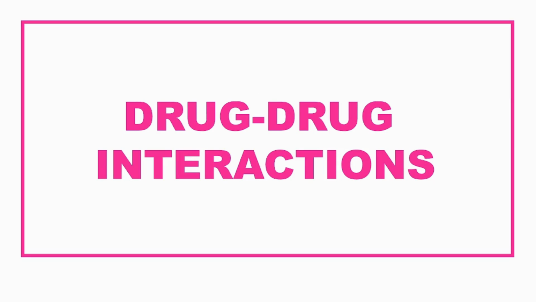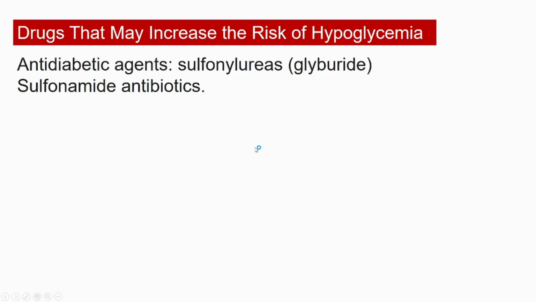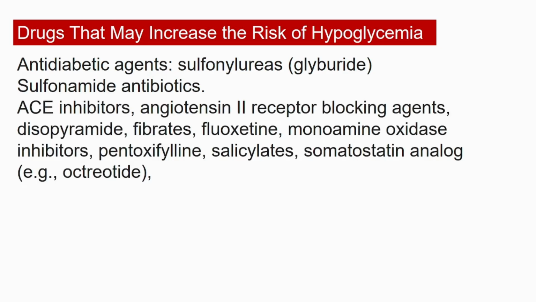Insulin also has lots of drug interactions, so let's look at some drug-drug interactions. Some drug combinations cause hypoglycemia if they are taken with insulin. For example, anti-diabetic agents, sulfonylureas, especially glyburide, with insulin can significantly increase the hypoglycemic side effect. Sulfonamide antibiotics can also cause hypoglycemia, and so can other drugs such as ACE inhibitors, ARBs, fibrates, fluoxetine, and many others.